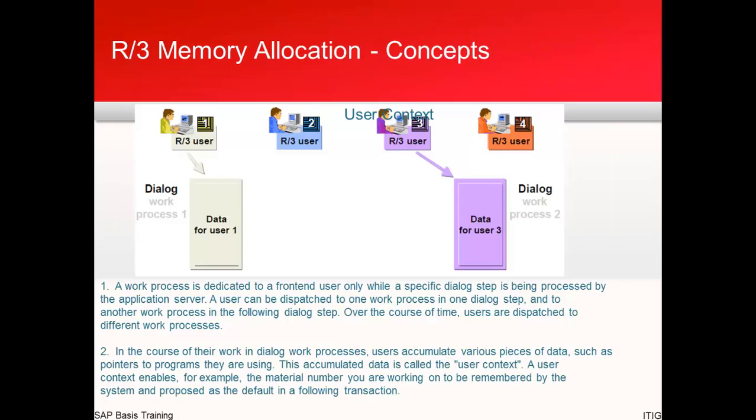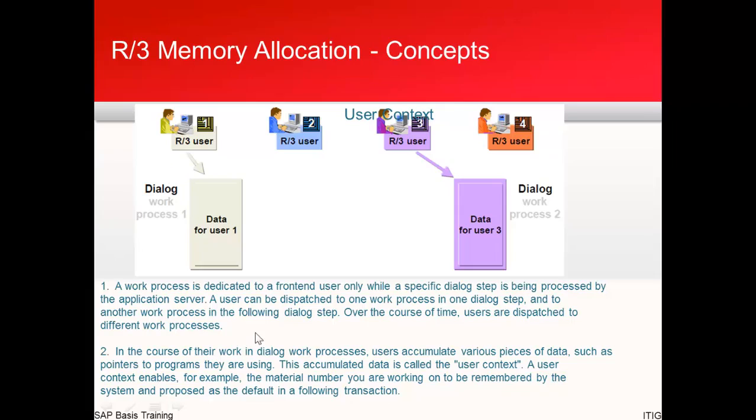So let's get into the memory allocation concept. A work process is dedicated to a front-end user only when a specific dialog step is being processed by the application server. A user can be dispatched to one work process in one dialog step and to another work process in the following dialog step. Over the course of time, users are dispatched to different work processes. For one activity the user is allocated to one work process, for another activity he could be allocated to another work process.